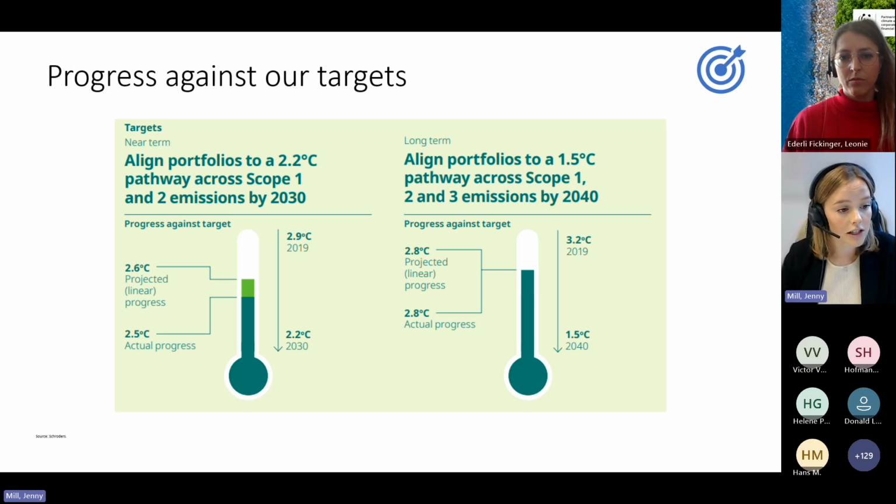So all that quarterly data at the Schroders Group level gets reported to the board, and we analyse what the drivers of change are over time. And we also report our progress publicly in our annual climate report. And this is a screenshot from the latest annual climate report.